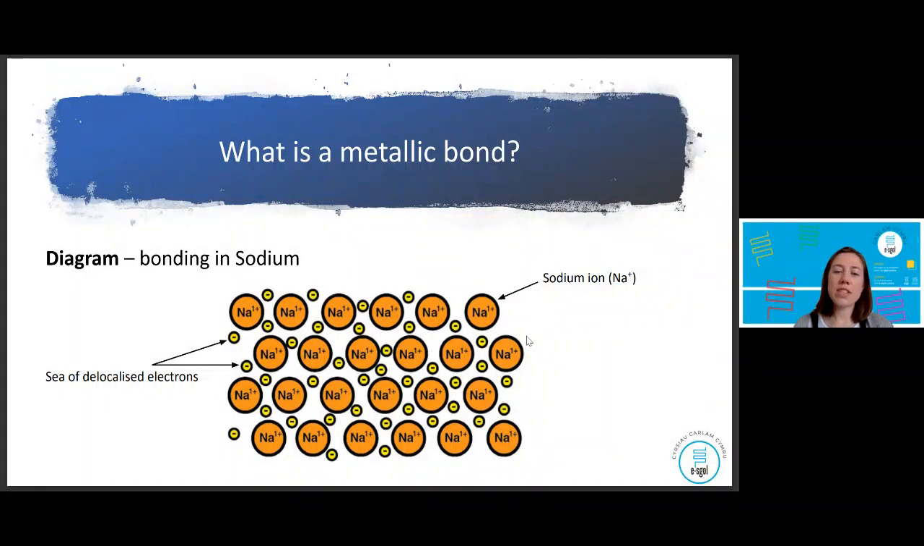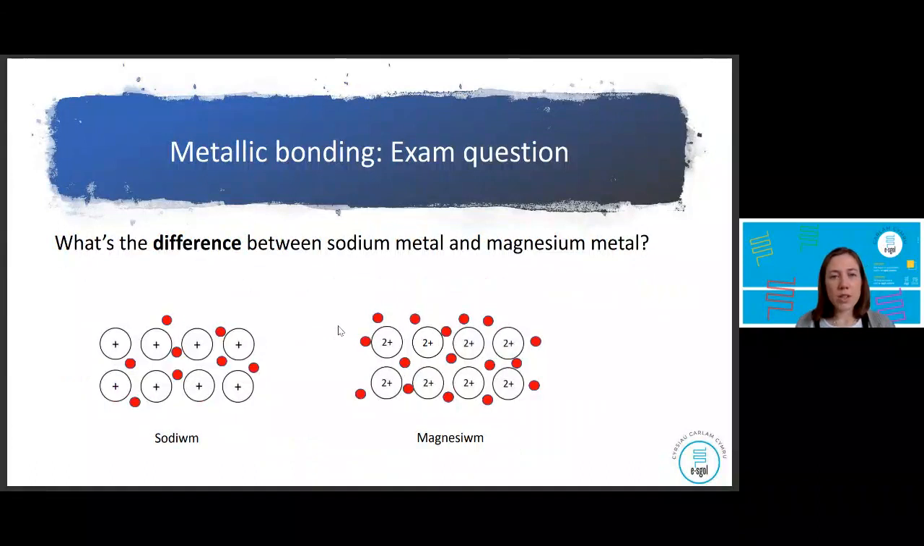Okay, so here we have a typical bonding diagram for sodium. If you were asked in an exam to produce a diagram showing the bonding in a metal such as sodium, you would draw something like this, okay? Maybe not with so many ions and electrons, otherwise it might take you the whole of the paper to do. So we would also say that it's got a sea of delocalized electrons. Okay, that's the way we would describe that in chemistry. A sea of delocalized electrons. Delocalized just means free.